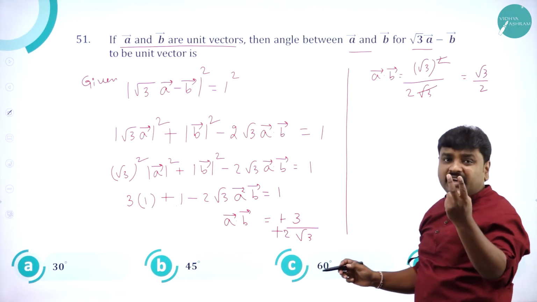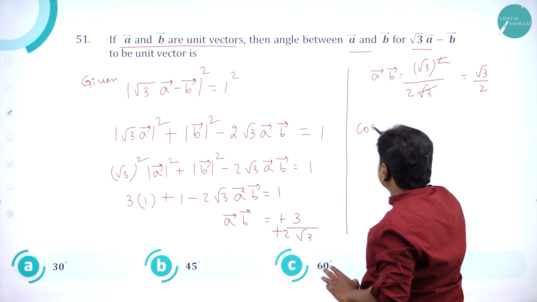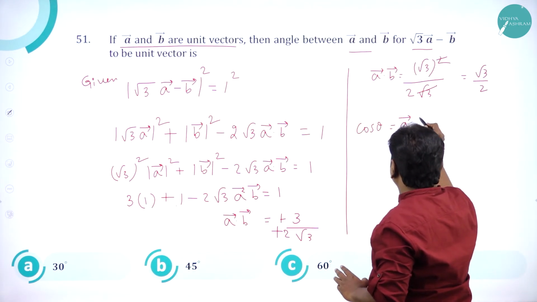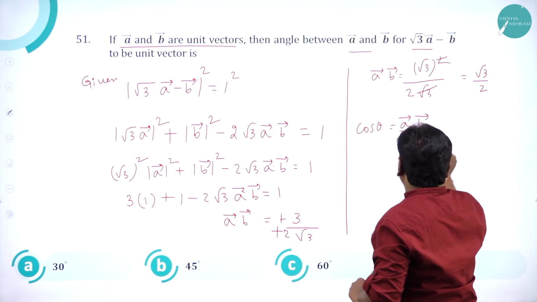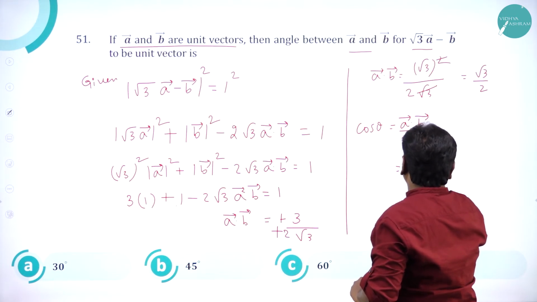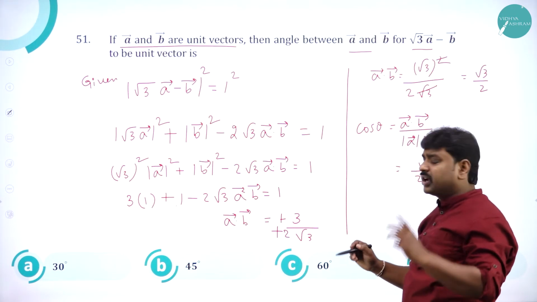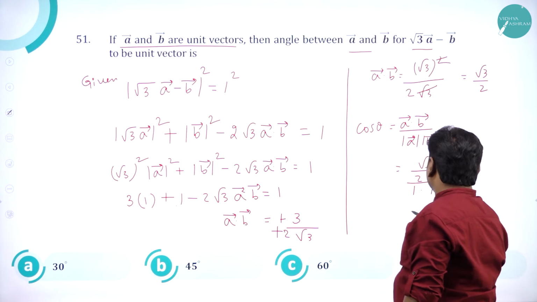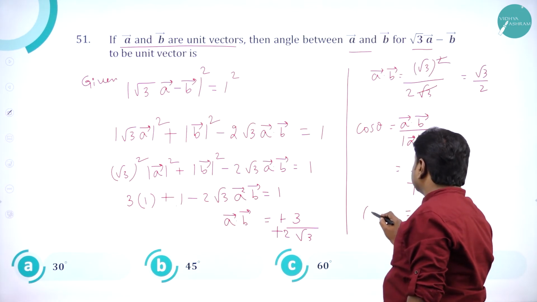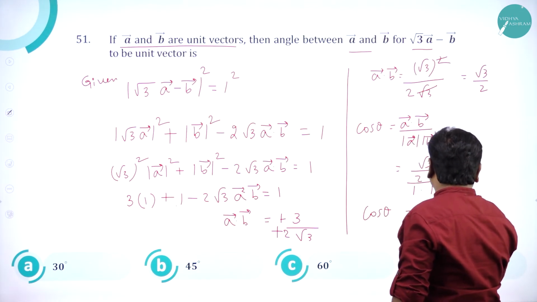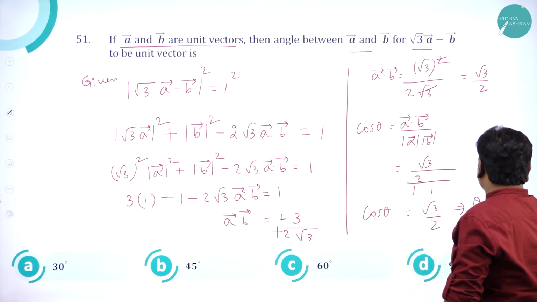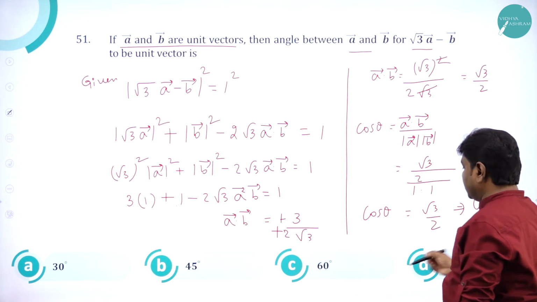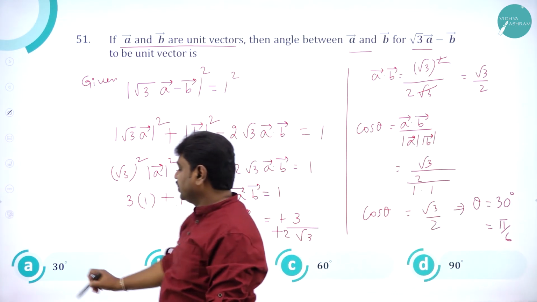Now what is the angle between A and B? All of you know cos theta. What is cos theta? A dot B by magnitude A magnitude B. We got A dot B, root 3 by 2. Denominator, magnitude A is 1, magnitude B is 1, 1 into 1. So it will be just root 3 by 2. So you got cos theta is root 3 by 2. That implies what is theta? Cos of what angle is root 3 by 2? 30 degrees. 30 degrees is pi by 6, but they gave in degrees. So 30 degrees, option A.